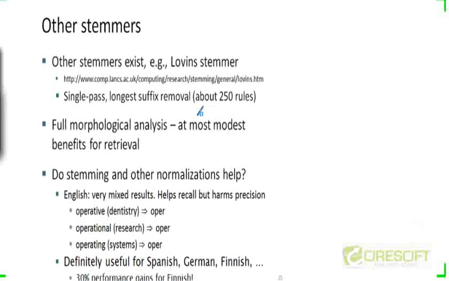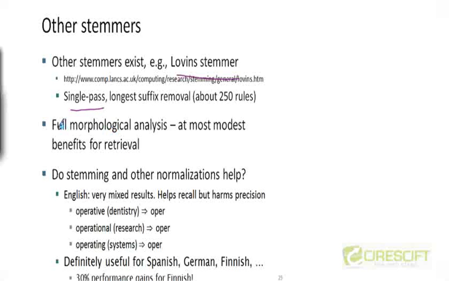Yes, sir. Okay. Now there are other stemmers apart from Porter's stemmer. For example, there is the single pass Lovins stemmer. It doesn't have 5 phases, it has a single phase, and it has about 250 rules. Again, it removes the longest suffix. And there are other examples of stemmers. So stemming is an alternative to lemmatization, and it requires a less sophisticated understanding of the language. It's a more crude way to convert words into their root form.